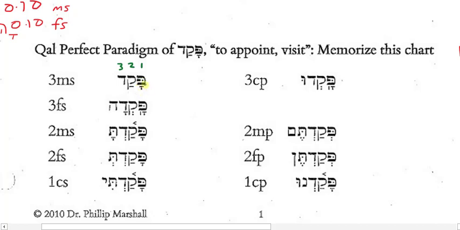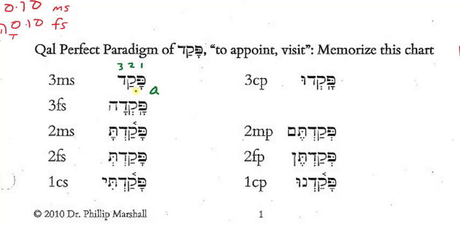What kind of qamets is under root 1? Is that a qamets or a qamets qatuf? It's a qamets. That's a long A. What's patach? Patach is a short A. So I have long A, short A. Okay, that is the standard vowel pattern. That is the most important set of vowels for you to know.